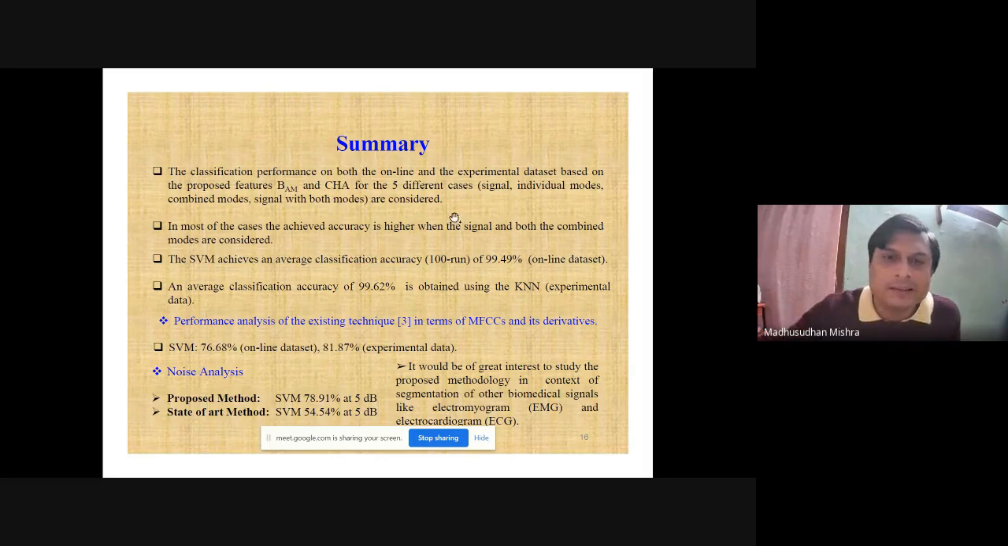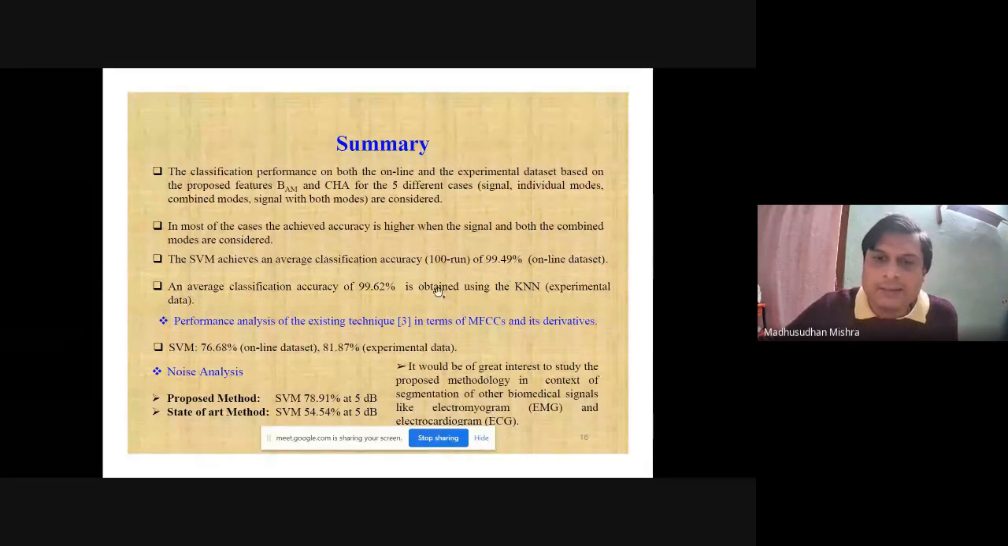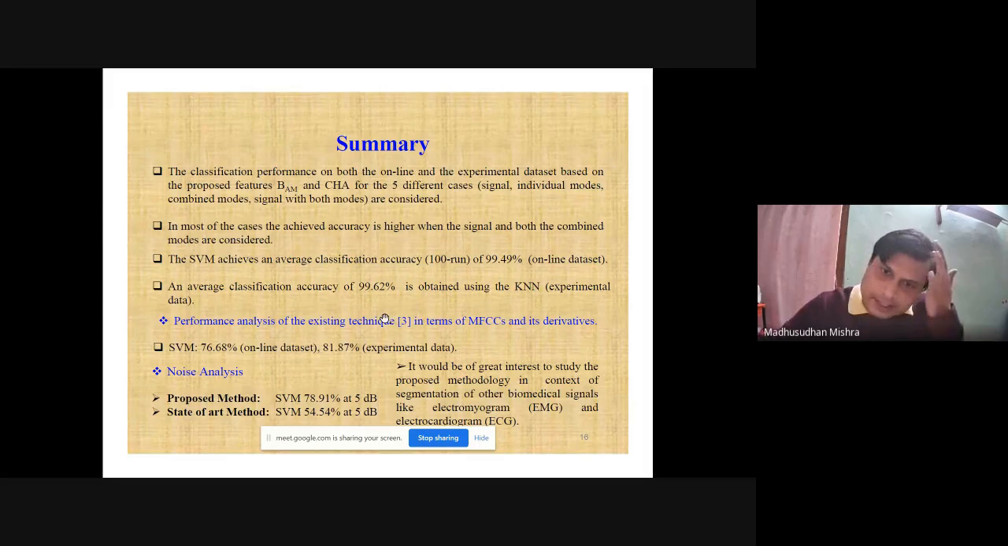And we have found that SVM achieves a classification accuracy of 99.49 for the online dataset, and it is for 100 runs, and KNN achieves a high accuracy of 99.62 for our experimental data, or for our recorded data.